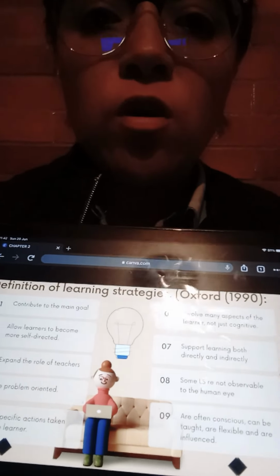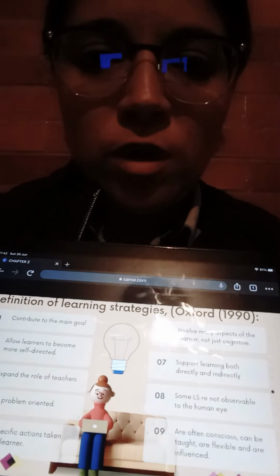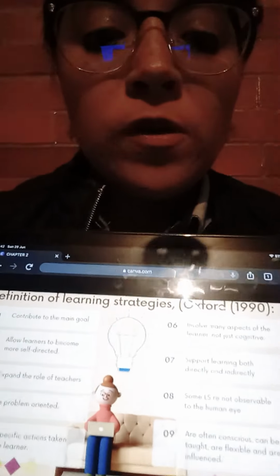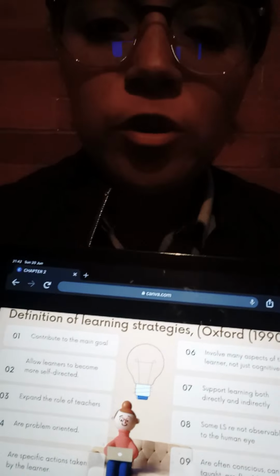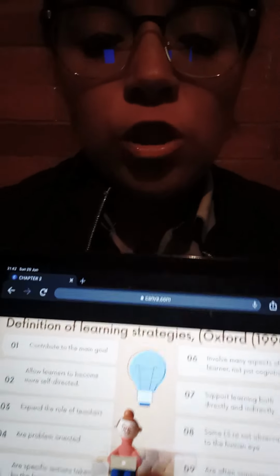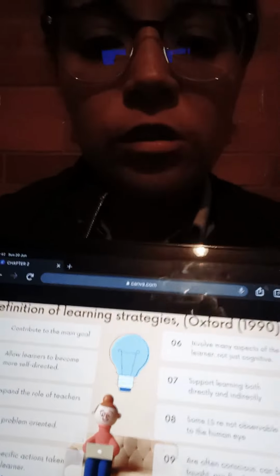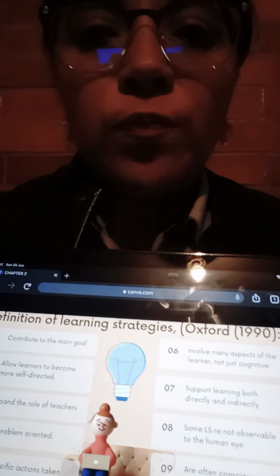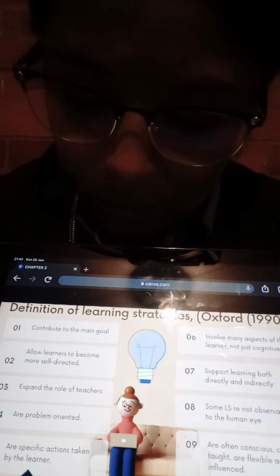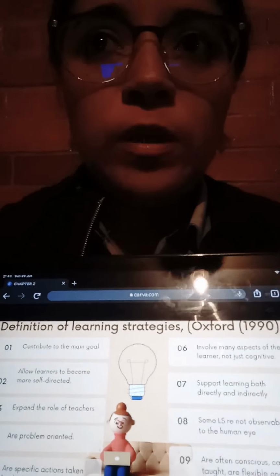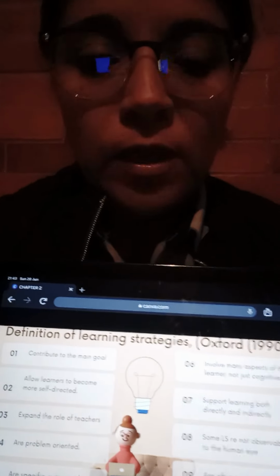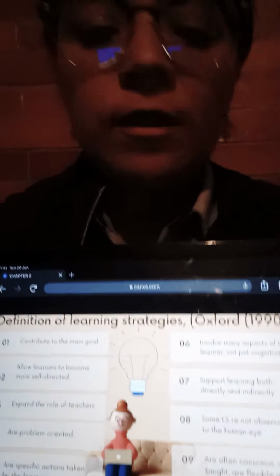Now, in this part, we are going to talk about the definition of learning strategies according to Oxford in the 1990s. Now, the first thing is that learning strategies contribute to the main goal, which is to learn a second language, second, third, fourth language. Allow learners to become more self-directed, allow them to be more autonomous, allow them not to depend completely on the teacher, expand the role of the teachers.